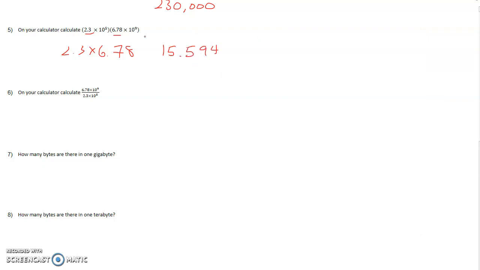Now, we multiply those numbers, and then we are going to add the exponents. We talked about this. So this is times 10 to the 5 plus 9, which gives us 14. So 15.594 times 10 to the 14th power.